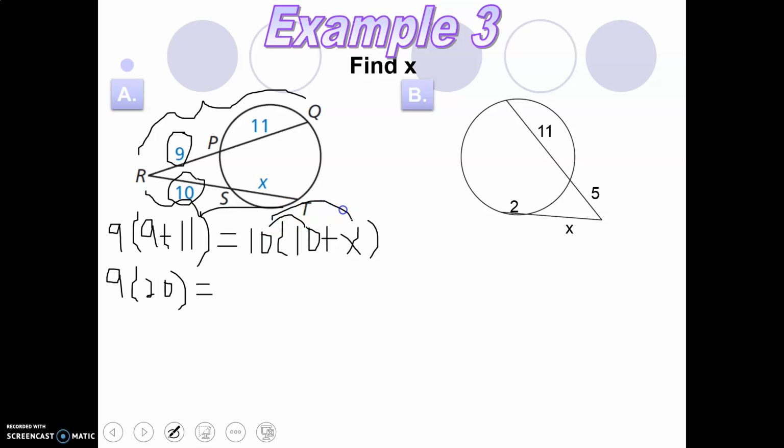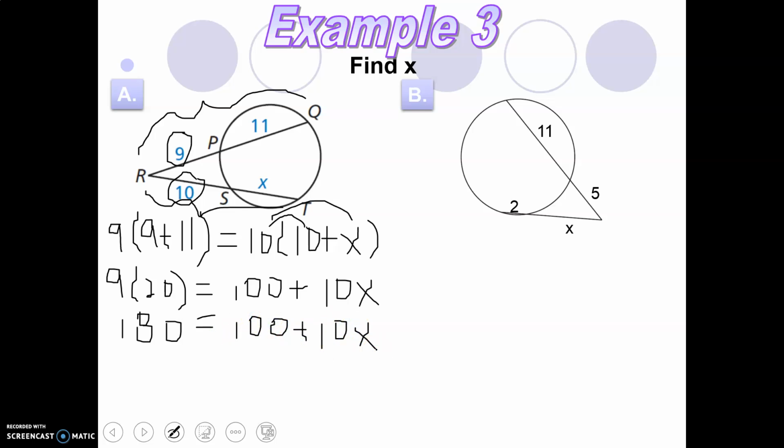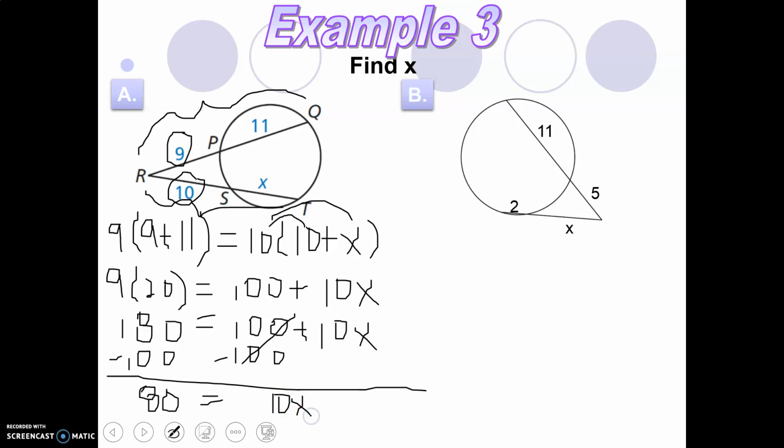This side we're going to have to distribute. That gives us 100 plus 10x. 180 equals 100 plus 10x. Subtract 100 from each side, giving us 80 equal to 10x. When you divide both sides by 10, you will end up with a solution of 8. X is equal to 8.